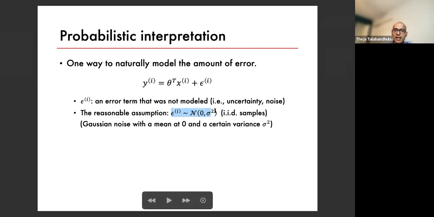So the assumption is that epsilon i is normally distributed. Now epsilon i is for the ith example. What about epsilon 1, epsilon 2, epsilon 3, epsilon 4? The assumption is that all of these, whatever, 100 of them, are normally distributed with the same mean and the same standard deviation. It's the same variance. And so these are called independent and identically distributed samples. IID just means these epsilons are independent of each other and they are identically distributed. Why are they identically distributed? Because each epsilon has zero mean and the same variance. That's the assumption we're making.